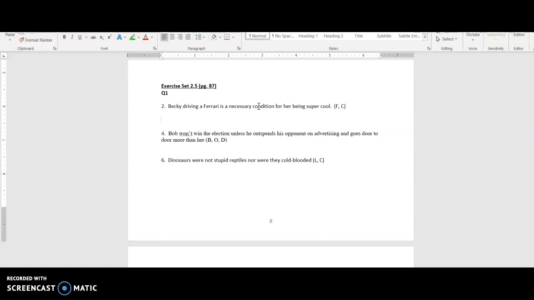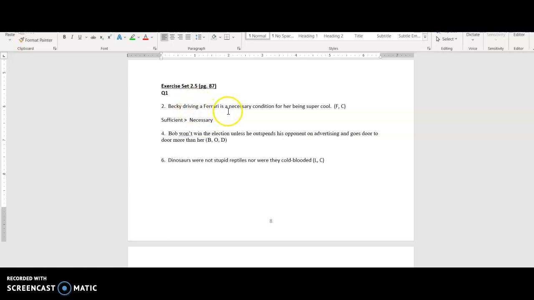Now, the easiest way to think about this is that whenever you have a conditional, something that's a sufficient condition for something else means it should go in the antecedent. Something that's a necessary condition for something else should go in the consequent. All right.